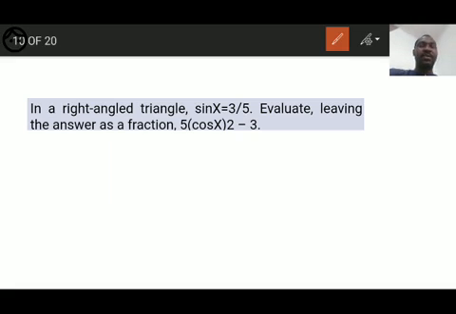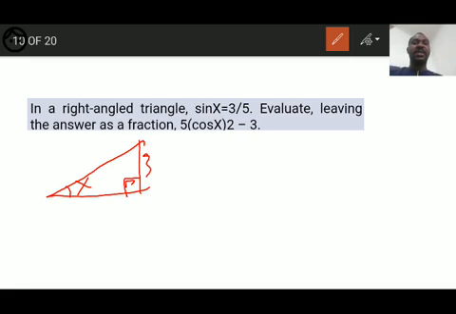Look at this question. We are given that in a right angle triangle, sine x is 3 over 5. Evaluate cos x, leaving the answer as a fraction. Okay, we are asked to leave the answer as a fraction. So when we say sine x, if you represent this in a right angle triangle, and this is my angle x, and this is my right angle here, sine x means opposite over hypotenuse, meaning that your opposite here is 3 and your hypotenuse here is 5. So we don't know the adjacent, which you can call a.